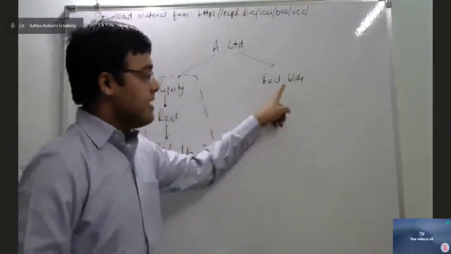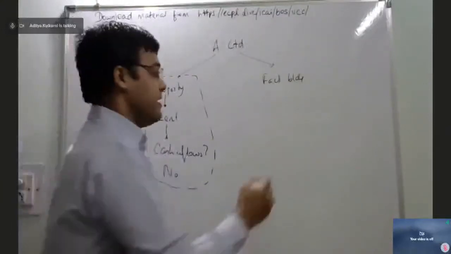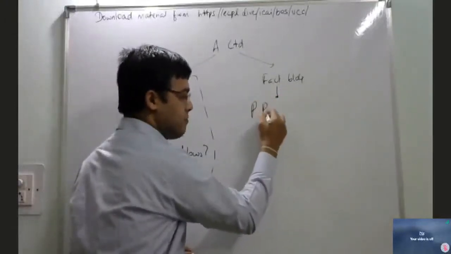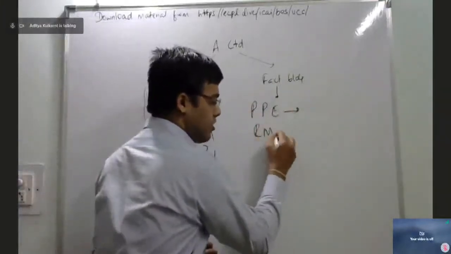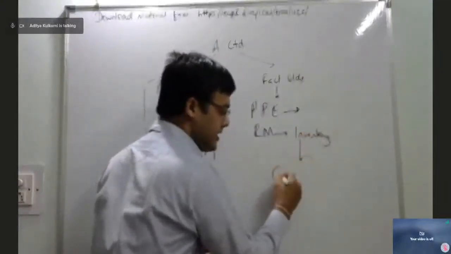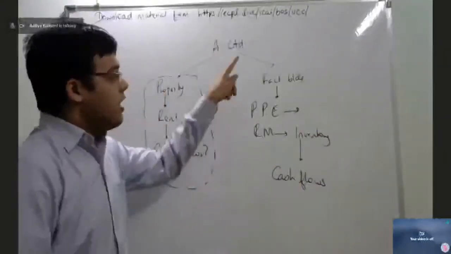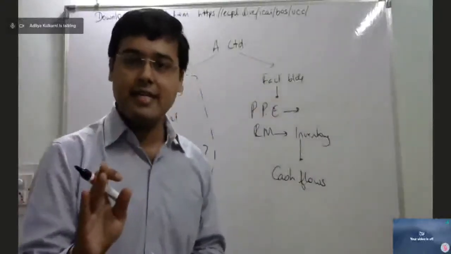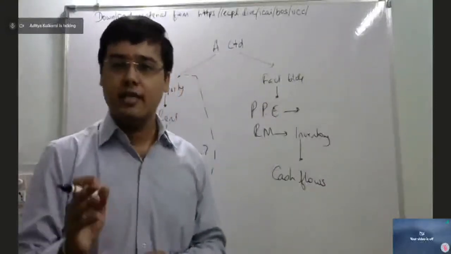As compared to that, let us now talk about factory building. When we talk about factory building, here I am using property, plant, equipment. These items convert raw material to inventory, and these inventories will generate the cash flows. So now in this case, I have a factory building which does generate cash, but does it generate cash independently? The answer is no, it does not generate cash independently.